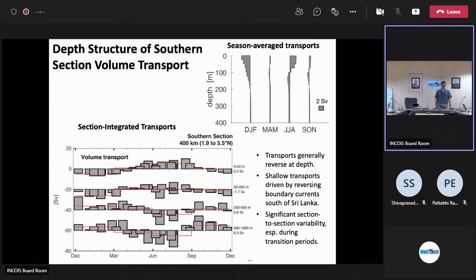You see the kinds of patterns that we more or less expect to see. You see westward transport during the northeast monsoon, eastward transport during the summer monsoon. Section variability is there, certainly. Certainly during the inter-monsoons, things are more variable. The shallow transports appear to be more driven by the reversing currents off the coast of Sri Lanka. The deeper transports show a little bit more variability.